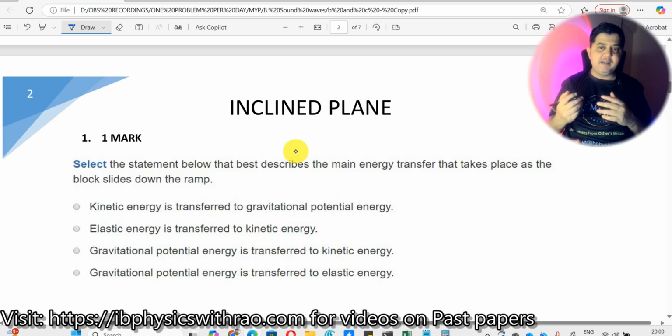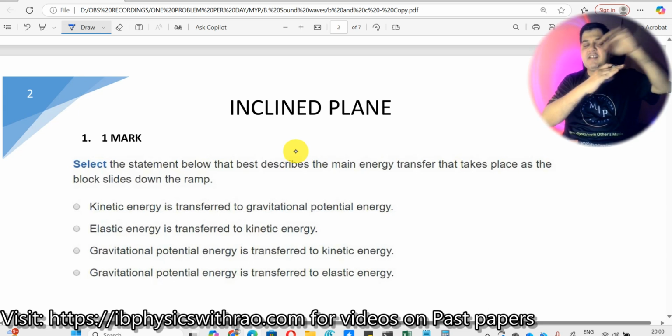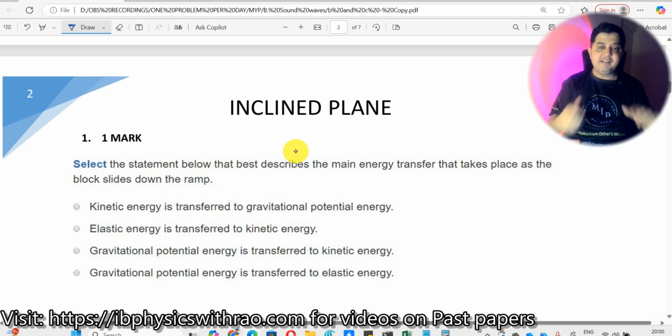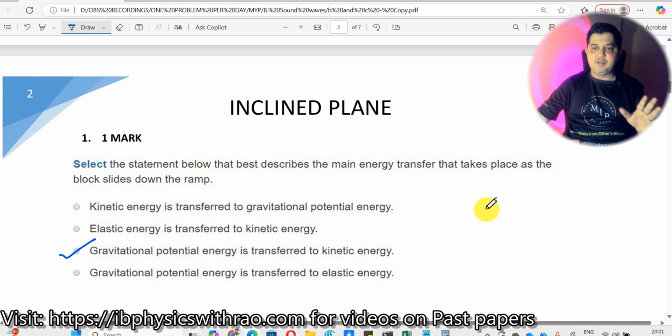Now, where do you get the speed? You get the speed because there is an inclined plane. When you have lifted this upwards, what happens? The object now starts sliding faster and faster, which means the height is larger, which means the gravitational potential energy is getting converted to kinetic energy. Which one is the right one? Gravitational potential energy is transferred to kinetic energy. So this is the right answer, and these are all incorrect ones. There is no elastic energy over here. There is no spring, so you should not use elastic energy.